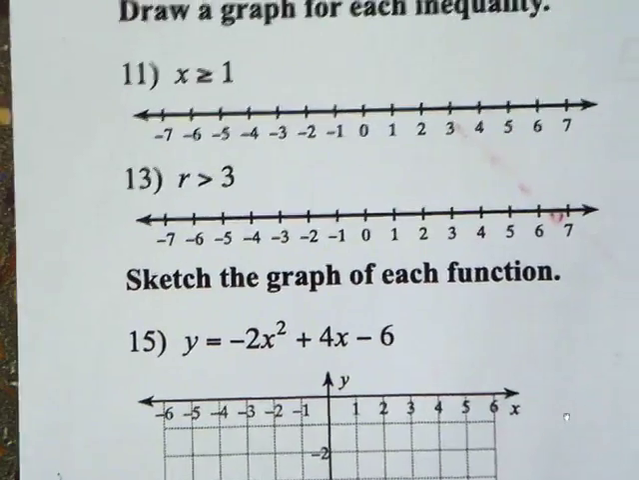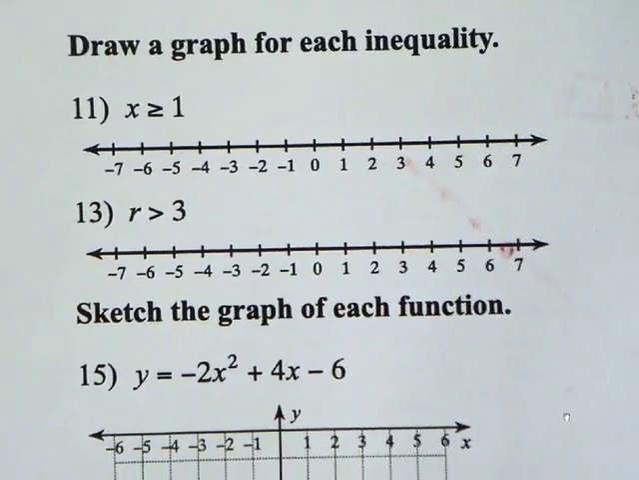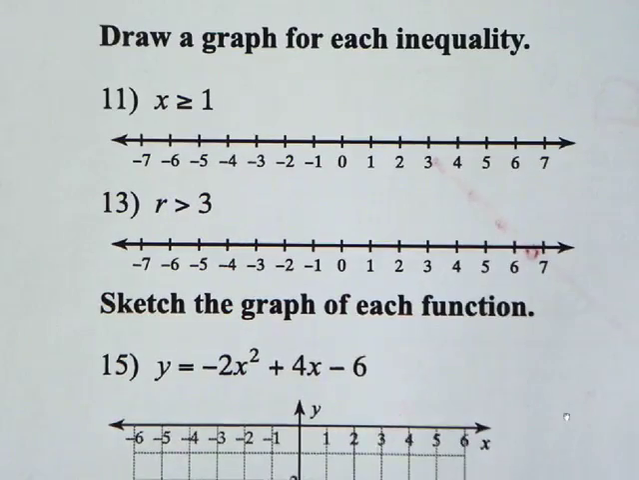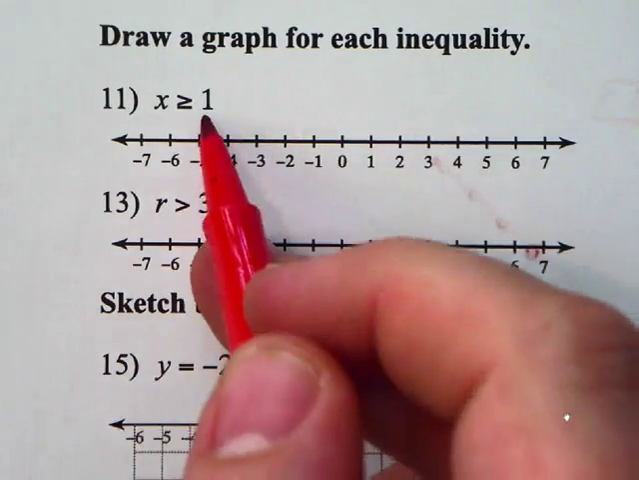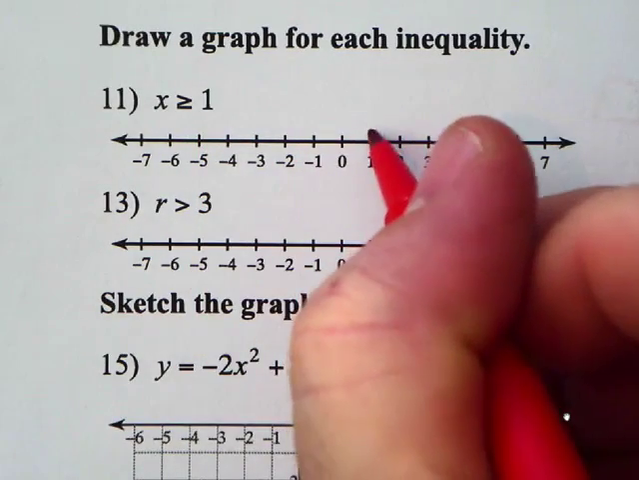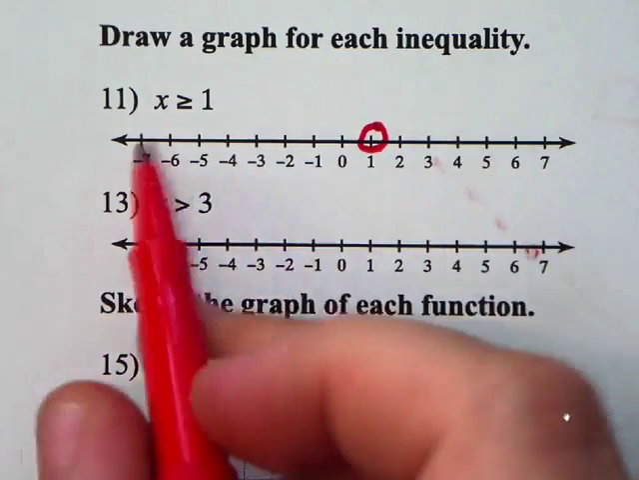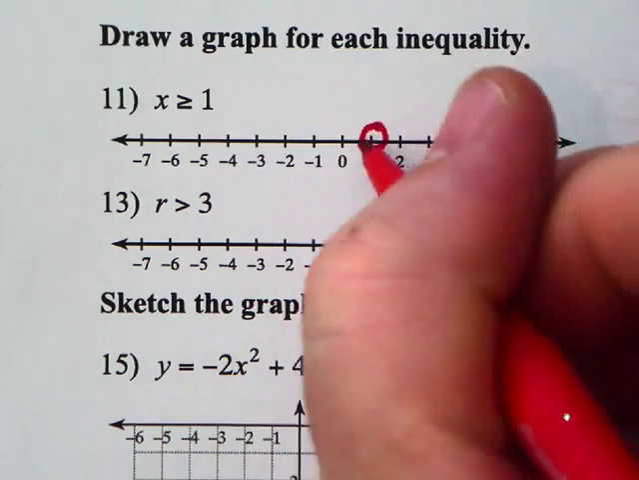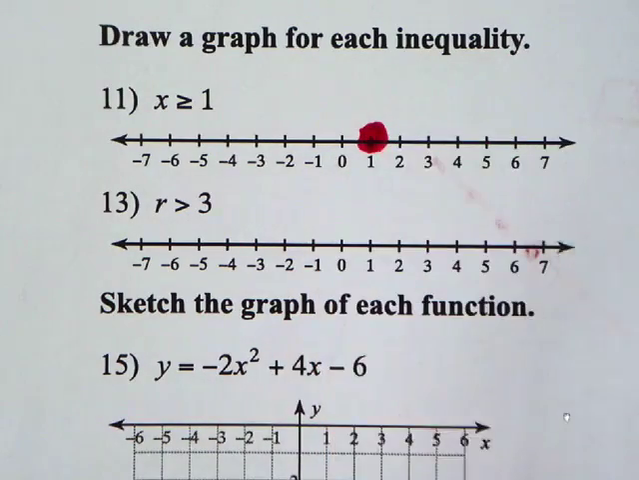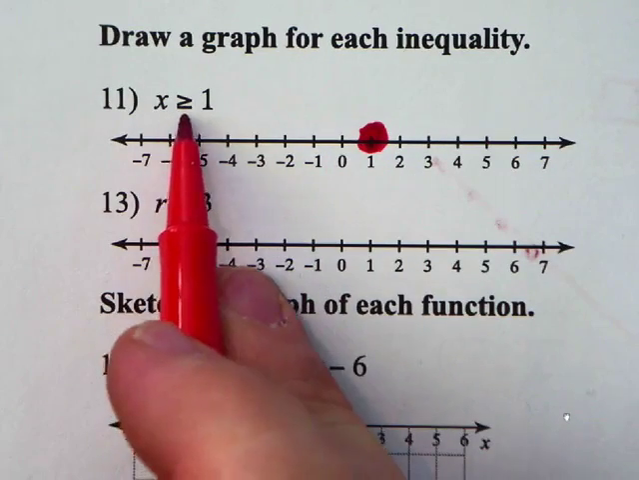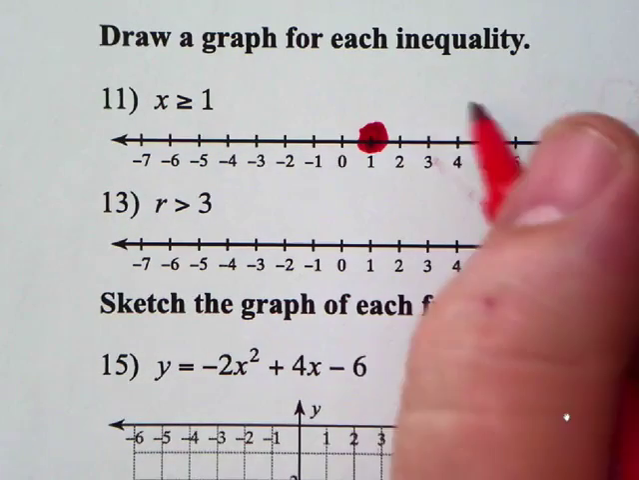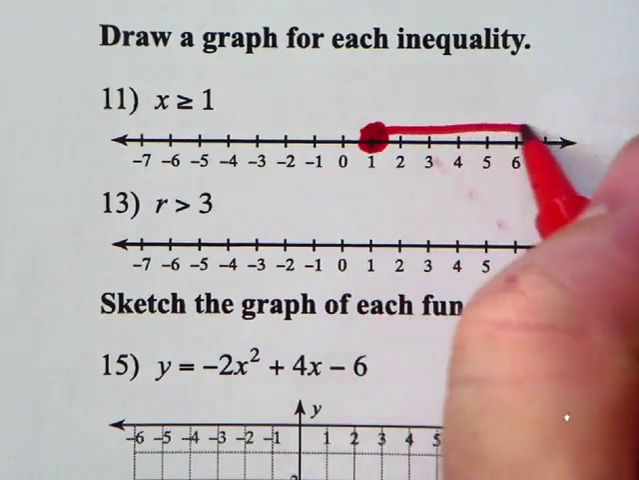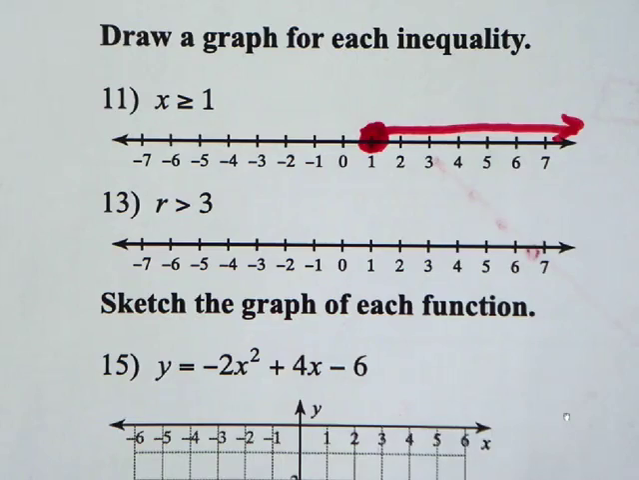Number 11, these ones are just to remind you how to graph an inequality on a number line. We're going to positive 1, and we're going to draw a circle. Is it a solid circle or hollow one? It's a solid one, filled in, because it's including number 1. See that little line underneath there? And it's greater than or equal to 1. So we're going to draw our arrow.